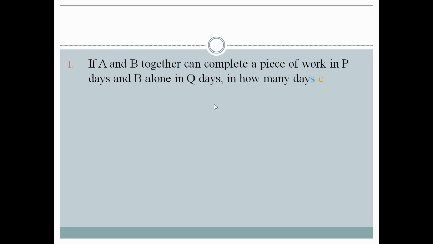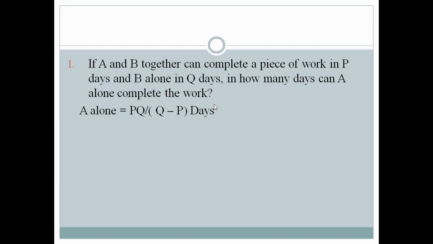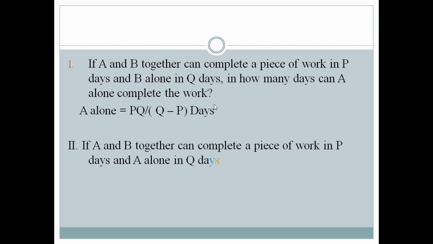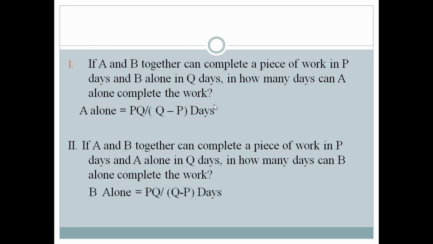So next, two important results. If A and B together can complete a piece of work in p days and B alone can finish the work in q days, then in how many days can A alone complete the work? A alone can complete the work in pq by q minus p days. Same way, if A and B together can complete a piece of work in p days and A alone in q days, then how many days can B alone complete the work? B alone can complete the work in pq by q minus p days. So this also you can use. If questions are asked related to this kind, you can use these shortcuts to get the answer in one step.